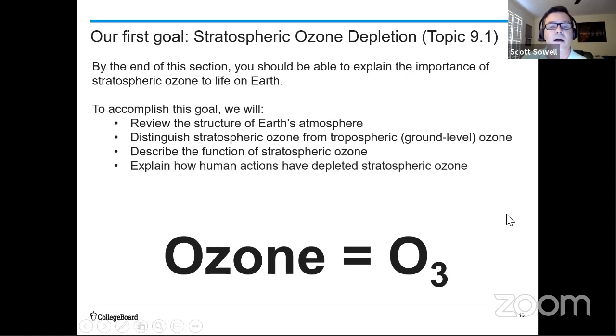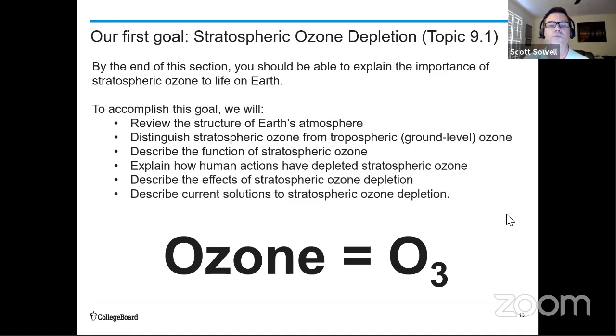Then we're going to look at some human actions that have depleted that stratospheric ozone. Then we're going to talk about those effects, those measurable changes that we mentioned before from the model. And finally, what did we do about it? What are some possible and current solutions to combat the ozone depletion that we have caused?